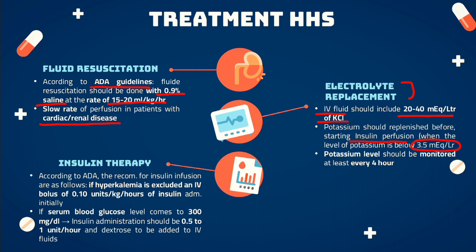and this level of potassium should be monitored every 4 hours. In insulin therapy, firstly, as we have already discussed, we need to exclude a hyperkalemia-like condition, and if it is excluded, then we need to give an IV bolus of 0.1 unit per kg per hour of insulin. And if the serum blood glucose level comes to 300 milligram per deciliter, then we can reduce the insulin from 0.1 to 0.05 to 0.1 unit per kg per hour, and we need to add dextrose as well in that IV fluid.